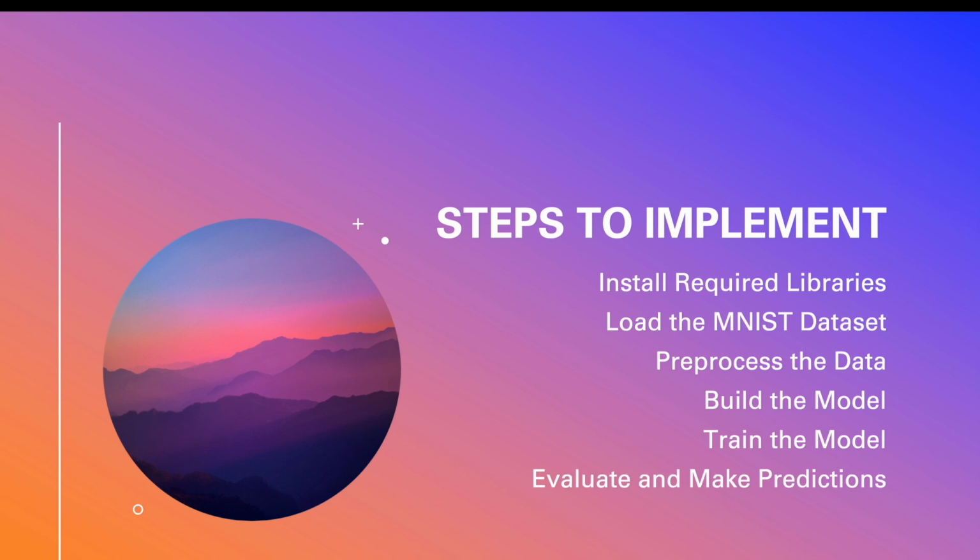Step 4 is to build the model. We'll use a simple feed-forward neural network, which is fully connected layers, for classification. Next step, we'll train the model. We'll train the model on the training set and validate it on the test set. And finally, we'll evaluate and make predictions. After training, we can evaluate the model and make predictions. So let's get started.